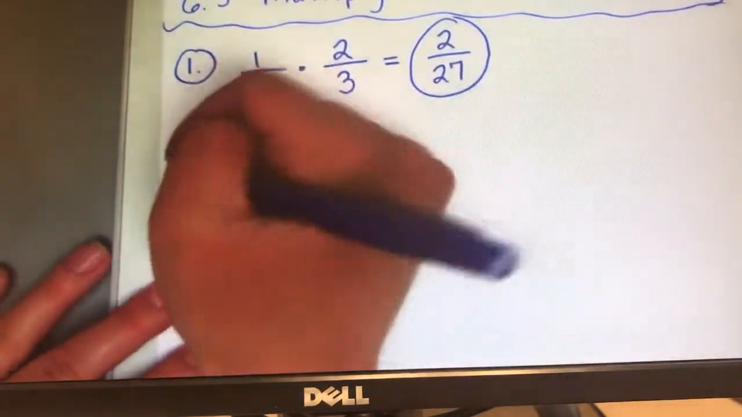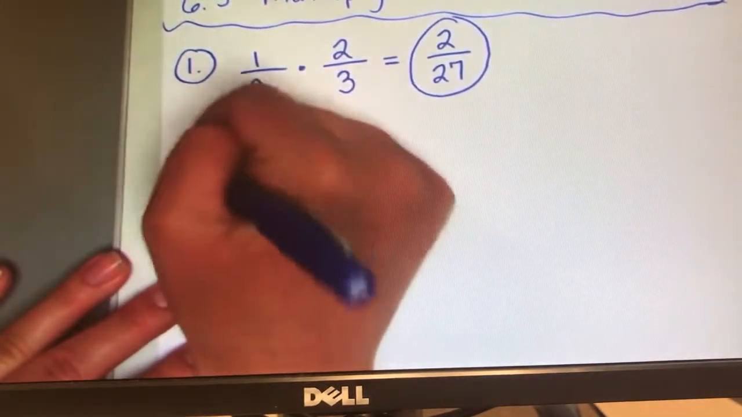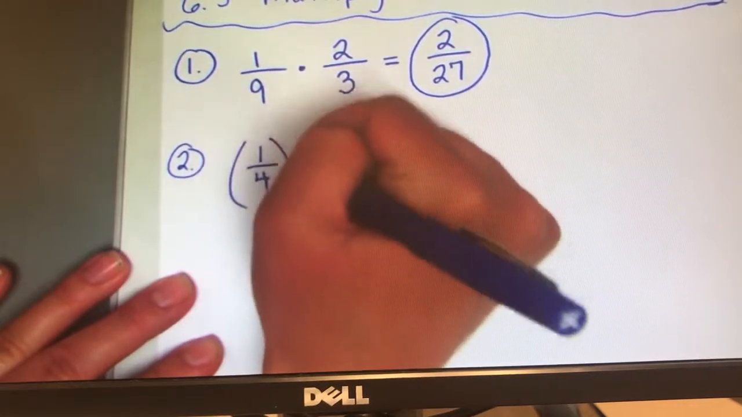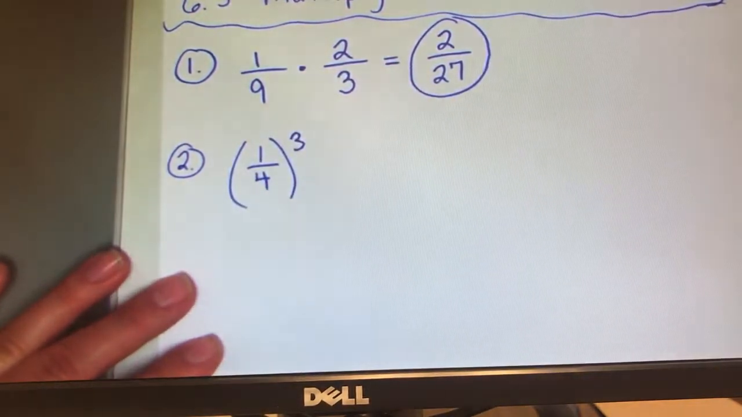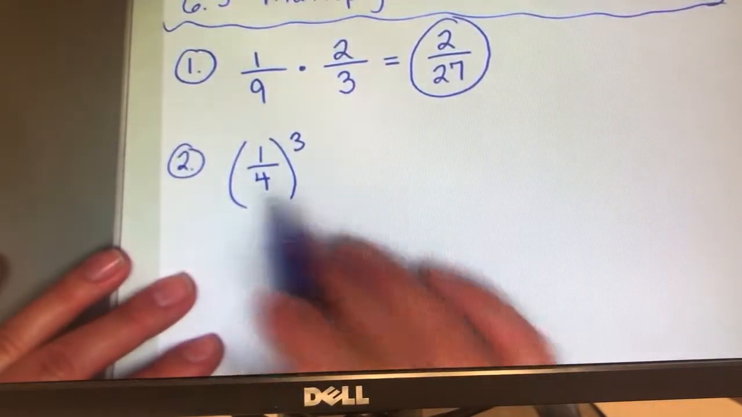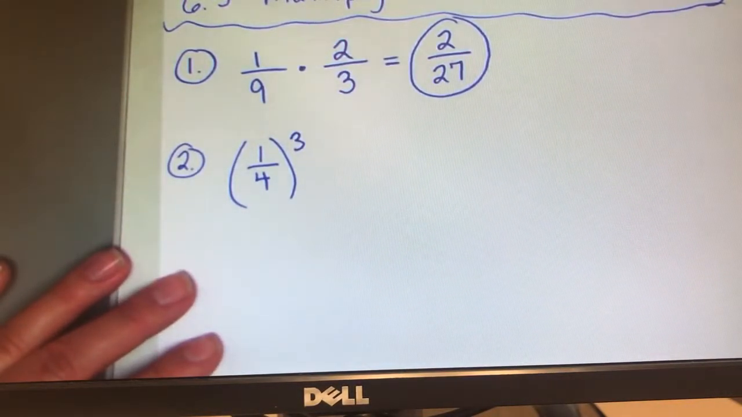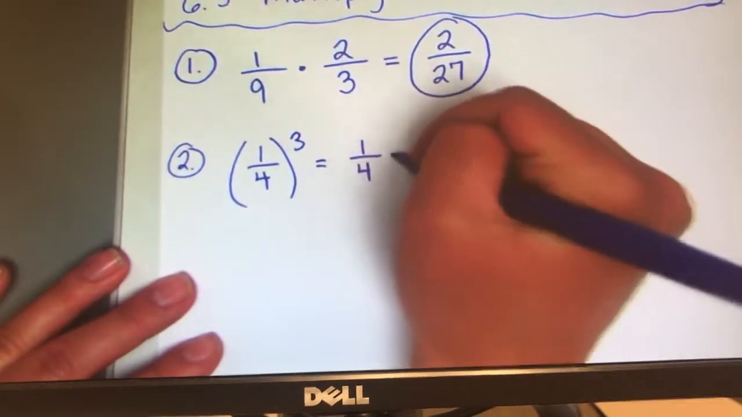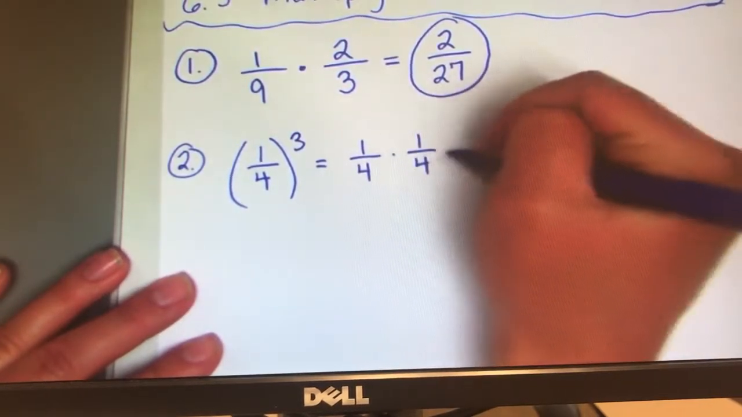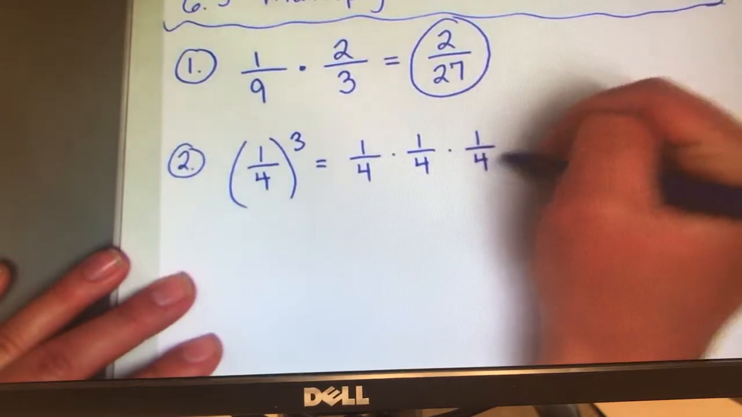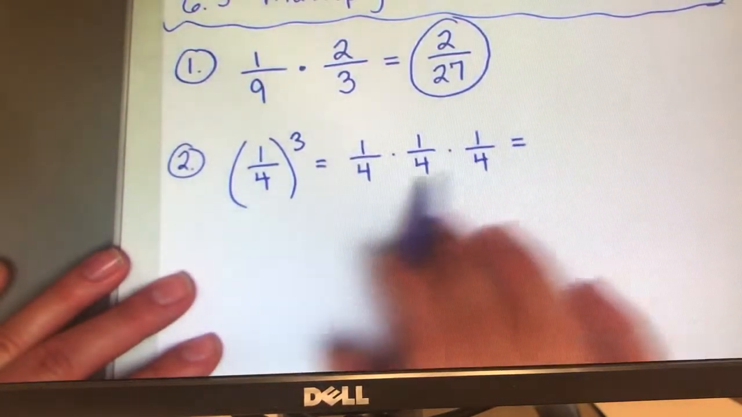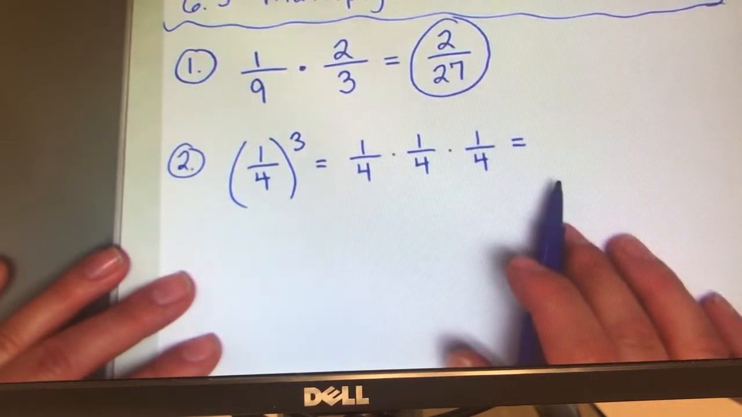What about something like this? In parentheses, 1/4 to the 3rd power. Now we've learned about exponents, so the 3 is telling the 1/4 to repeat itself 3 times by multiplication. So I'm going to write that as 1/4 times 1/4 times 1/4. Okay, and we're going to do the same thing, but all we have to do is multiply all the numerators and multiply all the denominators.